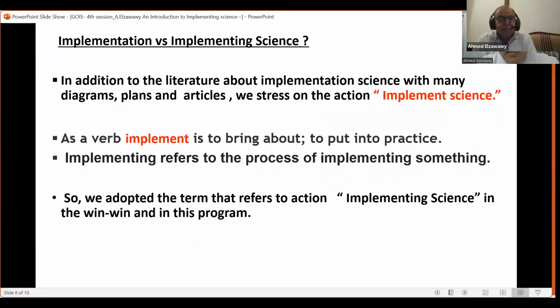Implementation versus implementing science. You notice that in the title of this course and this program we say implementing science. In addition to the literature about implementation science with many diagrams, plans, and articles, we stress in this program the action itself: implement science directly. The verb implement means to bring about, to put into practice. Implementing refers to the process of implementing something, not to speak about implementation and presentation, about theories, diagrams, and methods, but to make it happen. So we adopted the term that refers to action, implementing science, in the WIN WIN program.